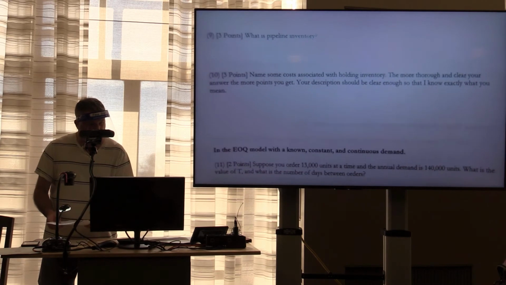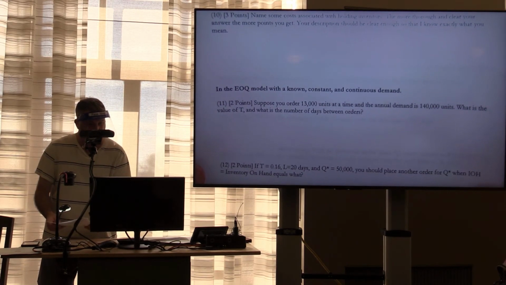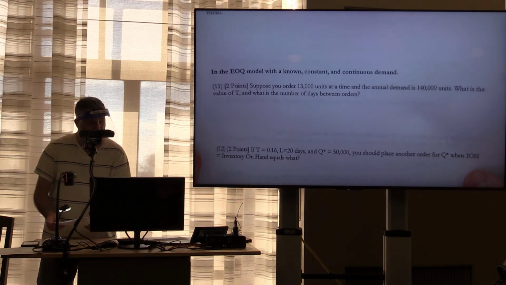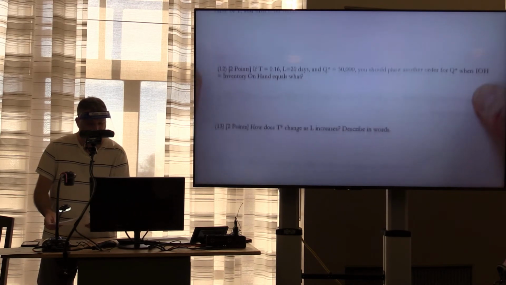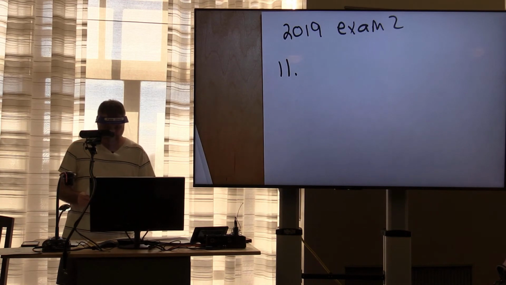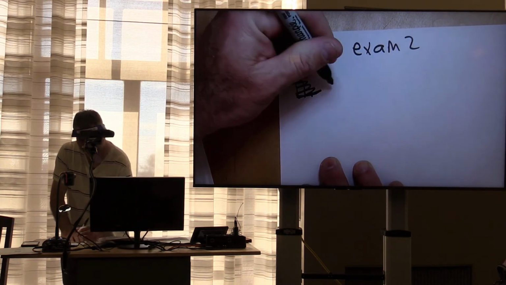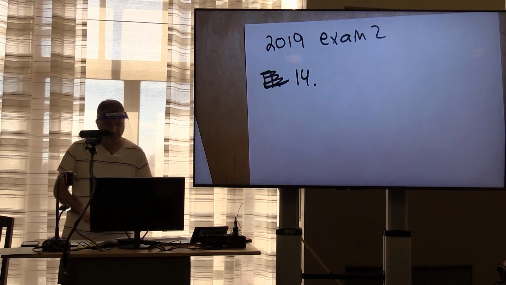All right, number 11 says, suppose you order 13,000 units at a time and the annual demand is 140,000 units. What is the... Tell you what, instead of that, let's skip to number 14. And then we'll get out early. There's only so much you can take of this stuff, I know.